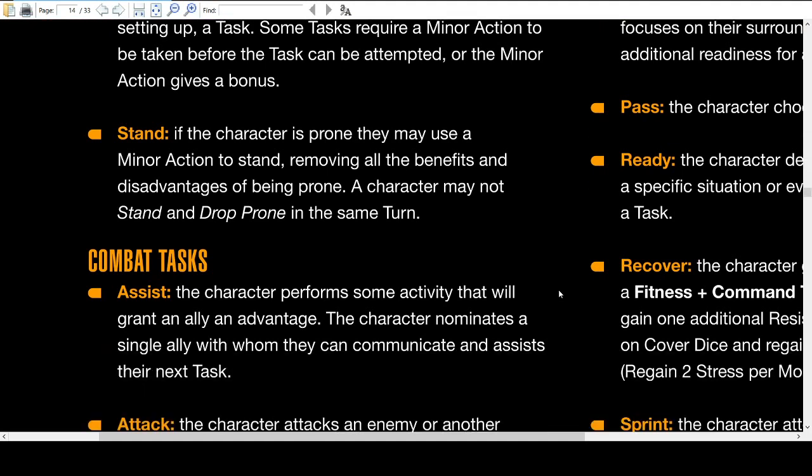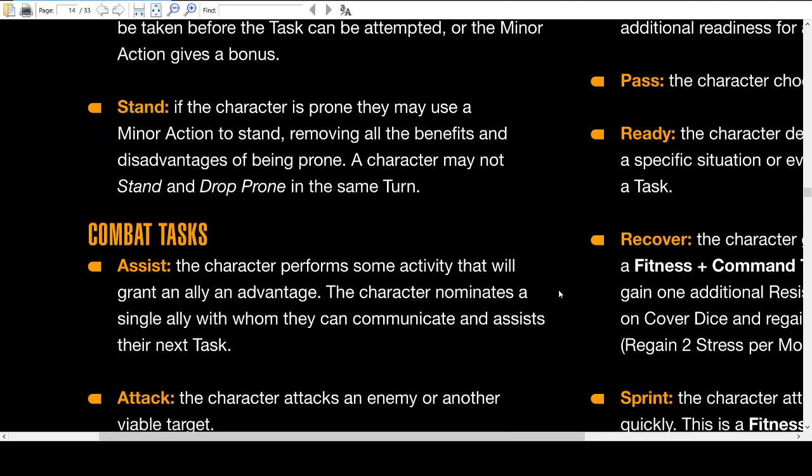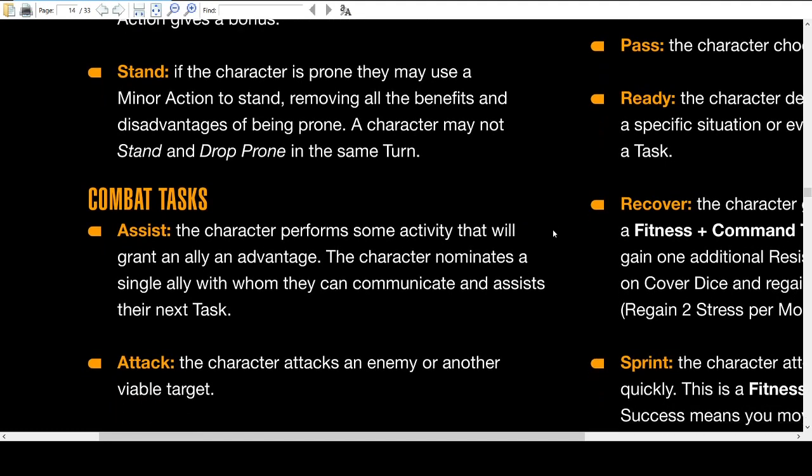All right, so next we are going to combat tasks, and there are altogether 11 combat tasks. I think that once we've gone through all that, we will be done for the night. So 11 is quite a bit, and these are the tasks.